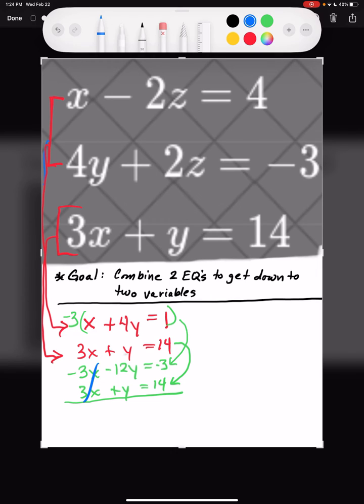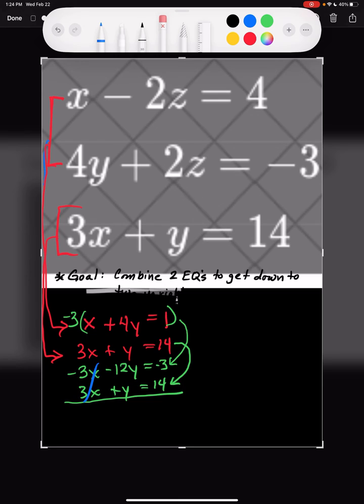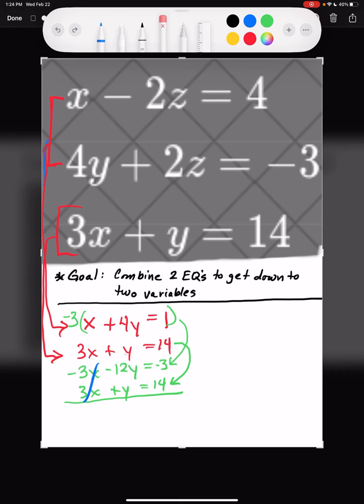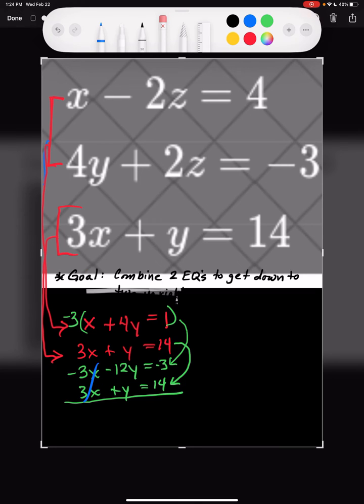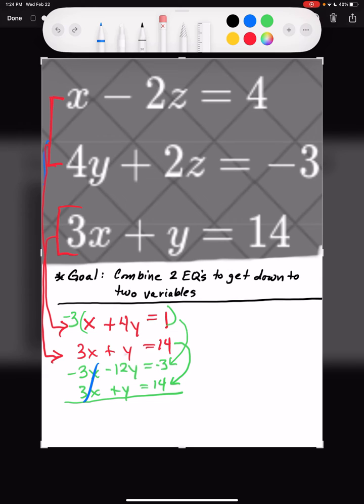So these are going to cross out, and then you're going to be left with just negative 11y equals positive 11. And then you'll just divide by negative 11 to both sides, and now we finally have our y answer. The y answer is going to be y equals negative 1. That's great, because now we got it down to one letter solved for.